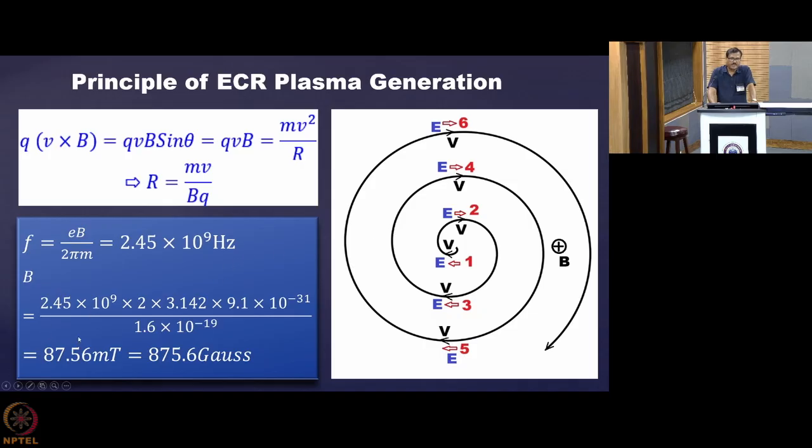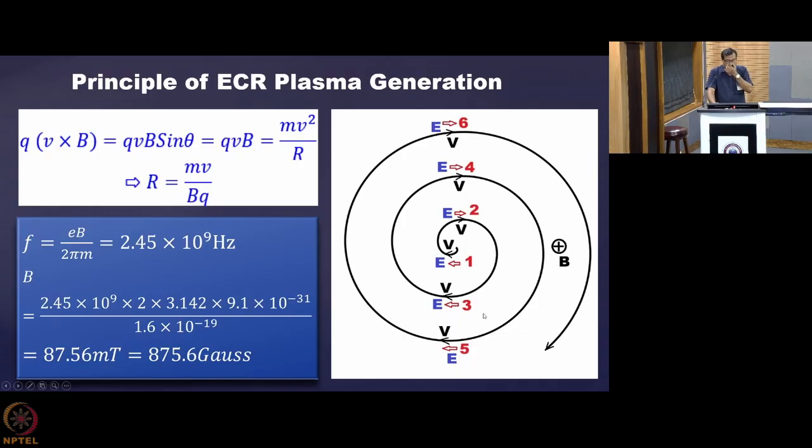So here what we have seen is, if you are applying 2.45 gigahertz, that is a standard commercial frequency, then what will be the value of the magnetic field that needs to be applied so that the electron cyclotron resonance takes place. So ECR is for electron cyclotron resonance, and here we are making an arrangement where the electric field frequency is fixed at 2.45 gigahertz, then what should be the magnetic field? We have just made the calculation, and we see that it is 875.6 Gauss.